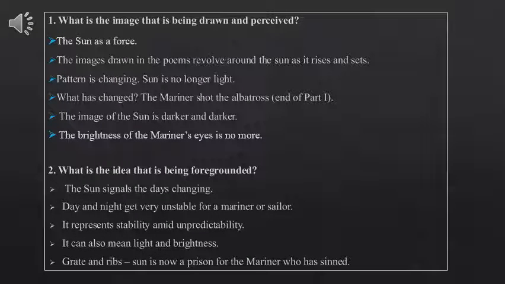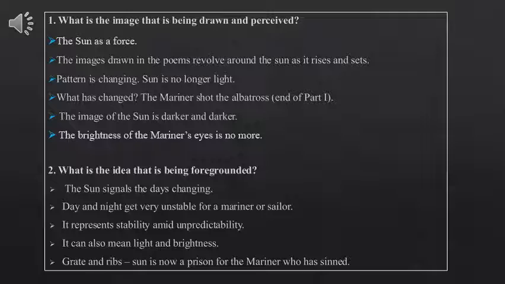So the element of nature here, the sun, is actually a very important keyword. It is repeated multiple times, and it is actually a very dominant force. So that is the image I believe that is being drawn and perceived about the sun. So the images drawn in the poems revolve around the sun as it rises and sets, and I believe this actually indicates the days of the sailors.